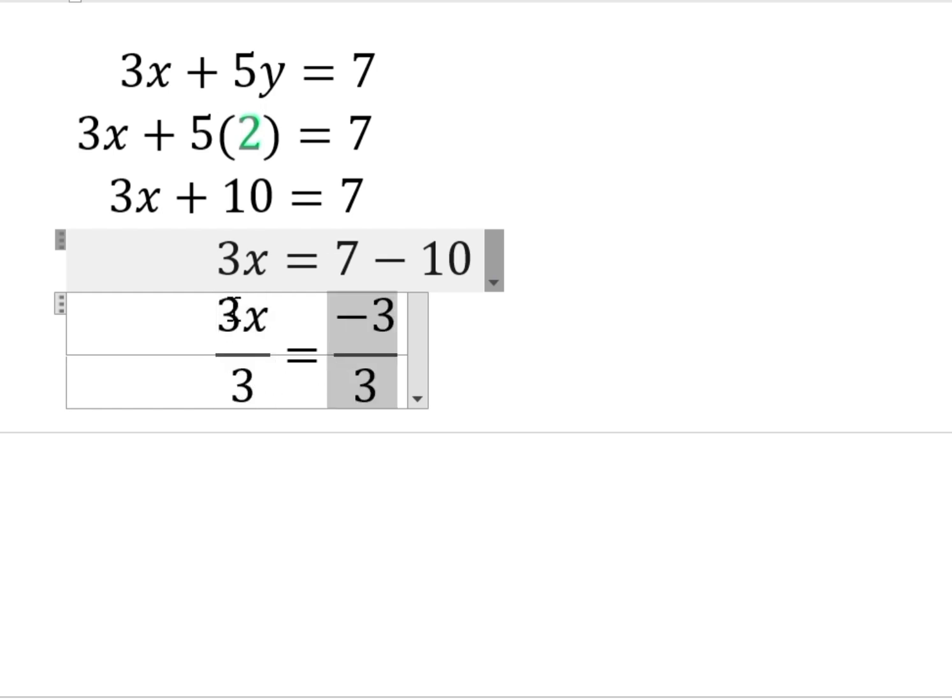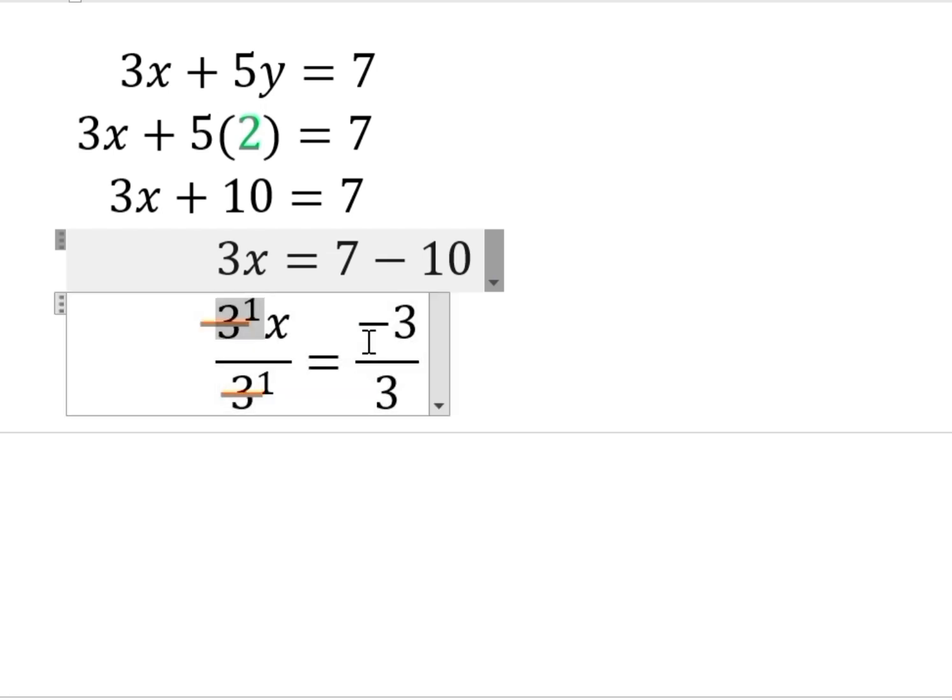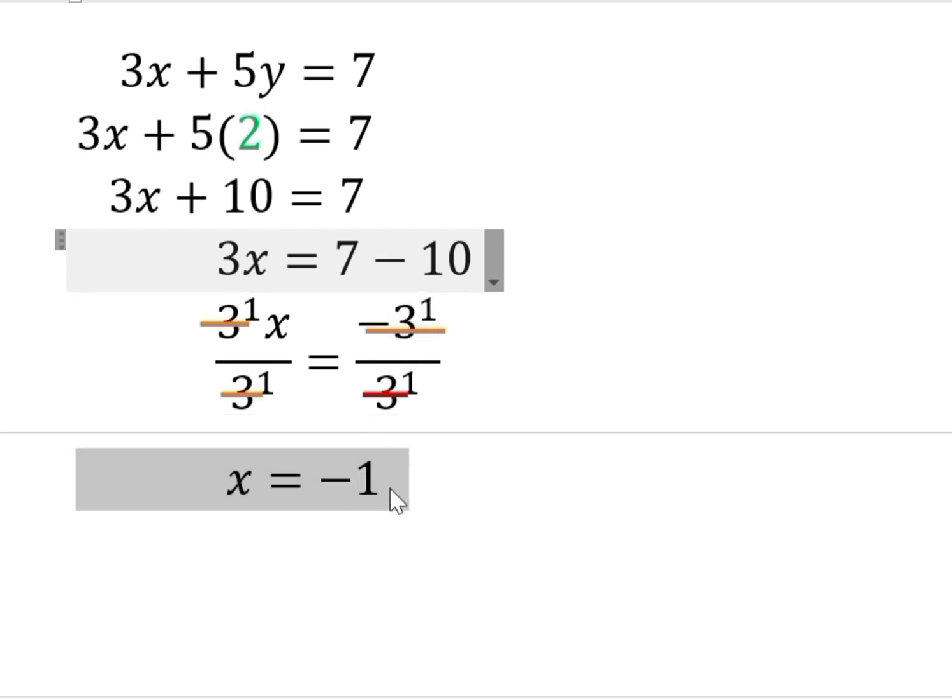3 cancels here once, it cancels here once. 3 cancels here, negative 1 times. So what we have done is that we have divided both sides by 3 so that we can get the value of x. And then we said here, 3 cancels here once, 3 cancels here, negative 1 times. Remember, this negative has not been tampered with, so this negative 1. So that means our value of x is equal to negative 1.